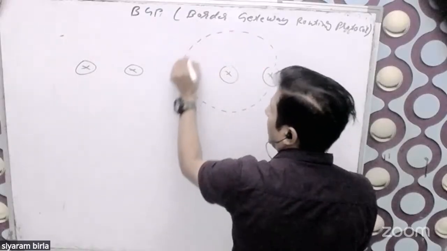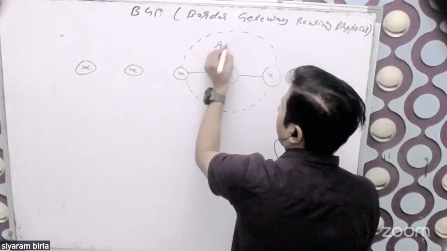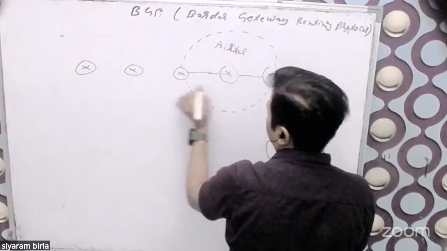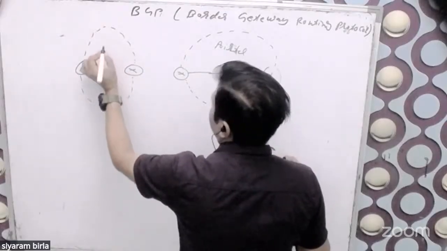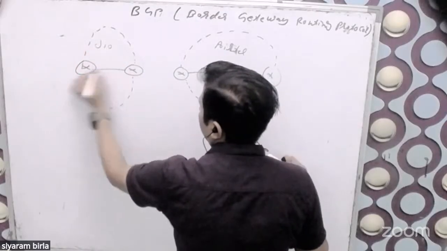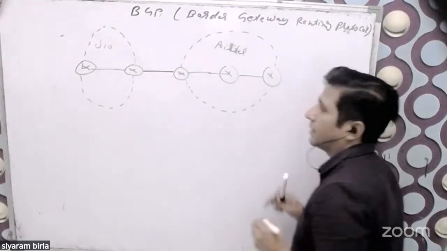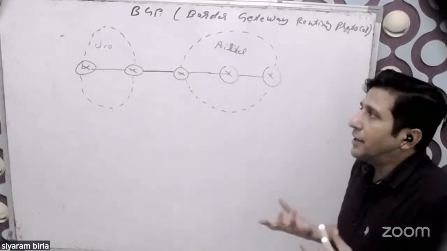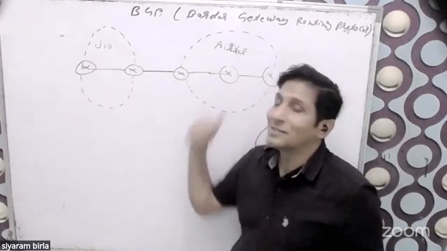Suppose all three routers are managed by Airtel, and these two routers are managed by Jio. Airtel and Jio are connected together. So how can we identify this in the internet? How can we identify this is Jio and this is Airtel?